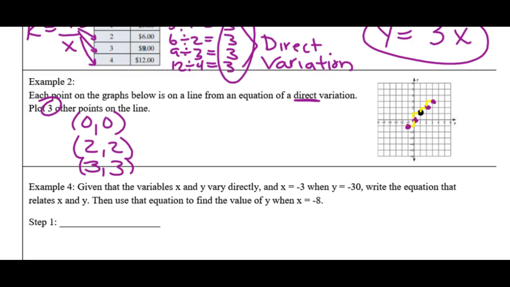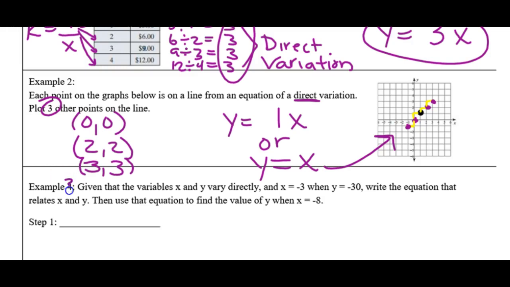In fact, we could write this equation even though it's not asked, because we know our k. Y is equal to kx is our equation for direct, but we know we went up 1 over 1, so that makes our slope 1, or y is equal to x in this case.